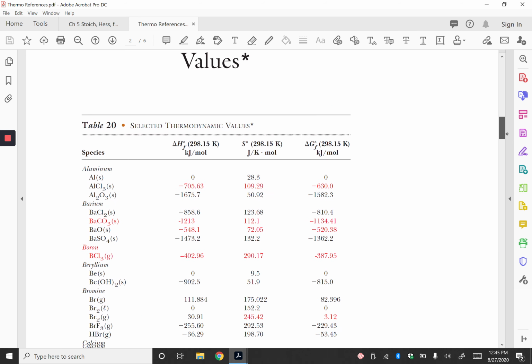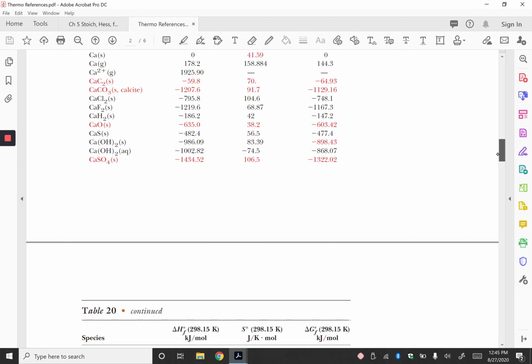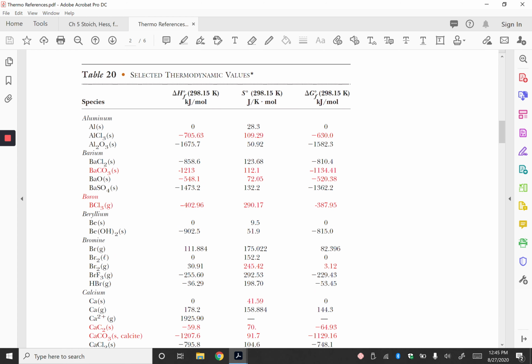Okay. Now notice that most of them are negative values. There are a few that are positive, but most of them are negative values, these heats of formation. We'll talk about what that means. Also notice a few of them are zeros. So aluminum solid is a 0.